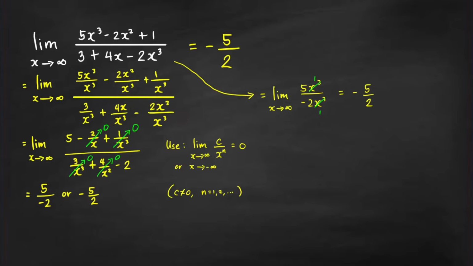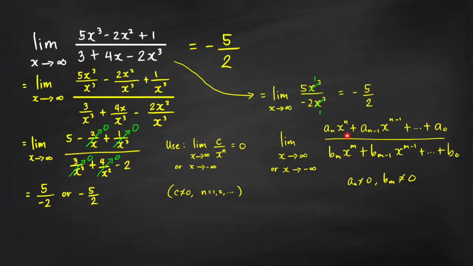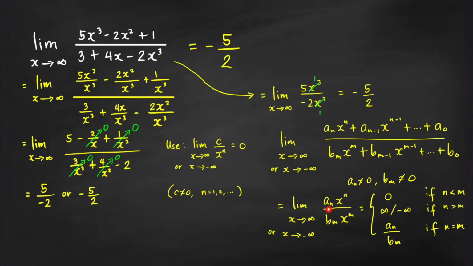In general, if we're looking for the limit as x goes to infinity or x goes to negative infinity of a rational function, let's say we have the limit of a polynomial of degree n over a polynomial of degree m. So here a sub n is not equal to 0 and b sub m is not equal to 0. The limit is just equal to the limit of the quotient of the highest degree terms. So it is equal to the limit of a sub n x to the n over b sub m x to the m.